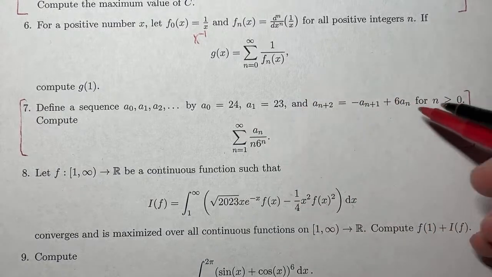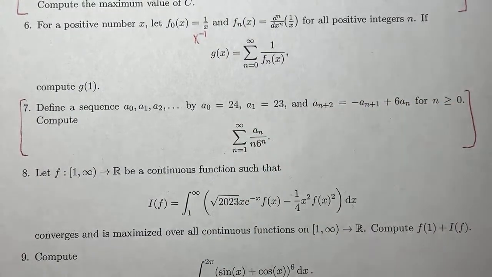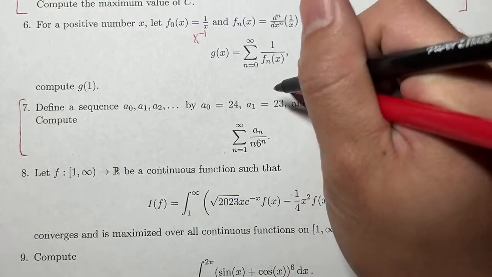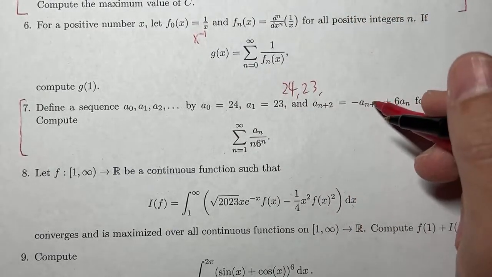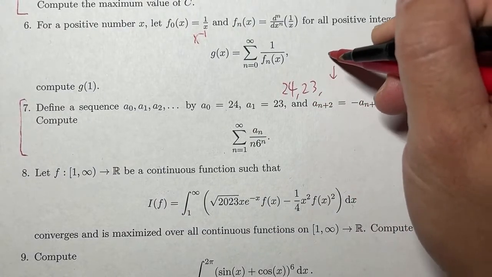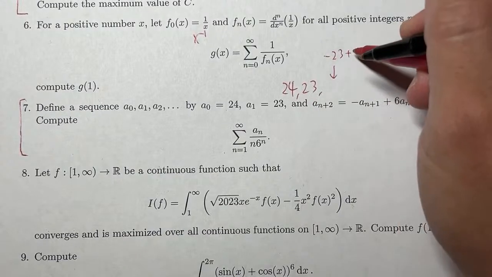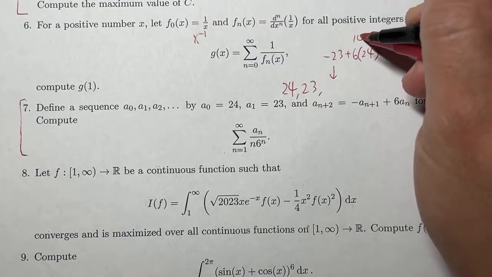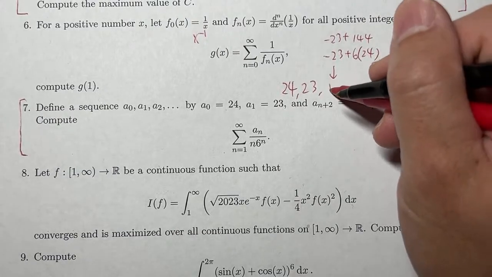So I can work this out for you guys real quick, maybe you can see a pattern, but it's hard if you just look at the numbers and try to see a pattern. A0 is 24, so we have 24. A1 is 23, and then next we have to do negative the previous one, so negative 23, plus 6 times the previous one, so 6 times 24. That's 144, and then minus 23. So that gives us 121.